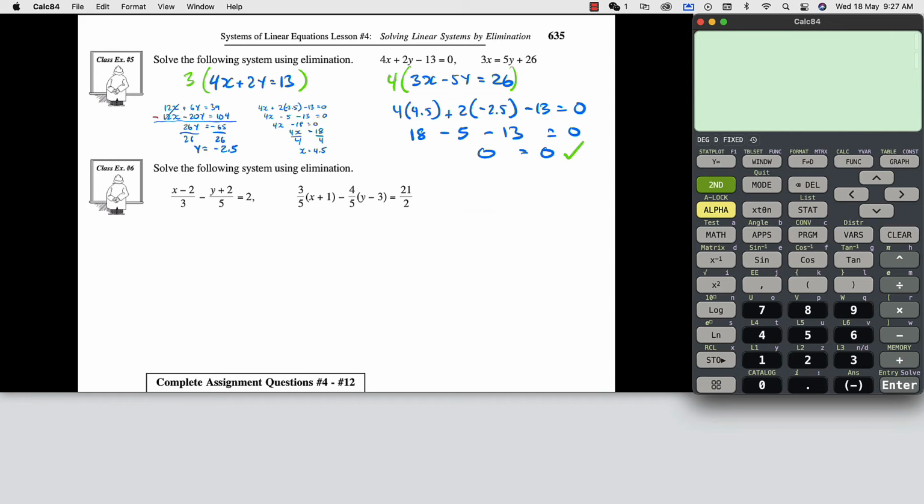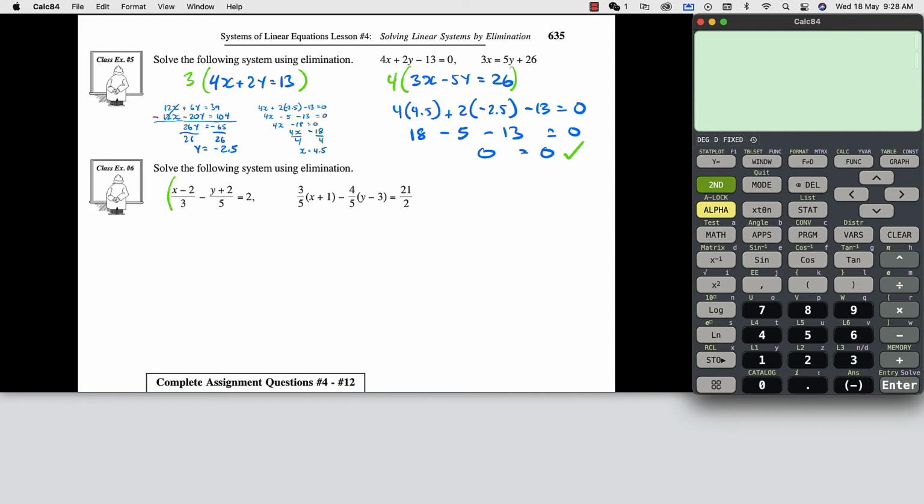Okay, on the last example here, number 6, we've got two equations again, and they're just a little bit more complex. You can see that some of the terms are in fractional form. So the first thing we need to do is eliminate the denominators so that we can work with these equations a lot easier. So to do that, we just need to find a common denominator on each of them and multiply that common denominator by every one of the terms.